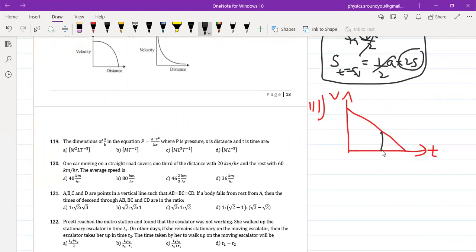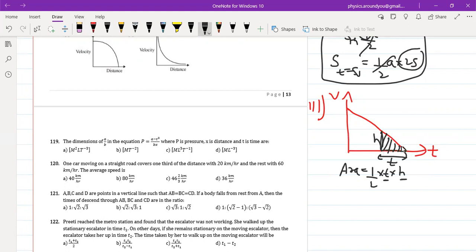Last t seconds means these are the last t seconds of its upward slide. What is the distance covered here? They are asking, so I need to find this area. How will I find the area? We know area is equal to half into base into height. T is given anyway, but height is not given. I will use a condition.